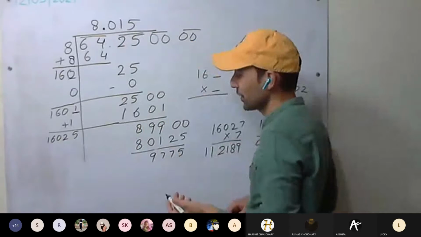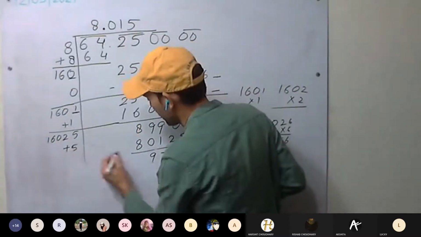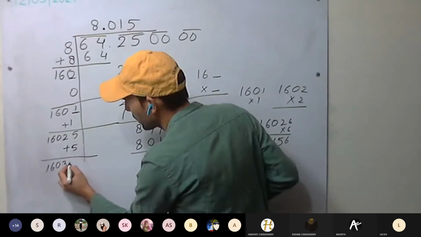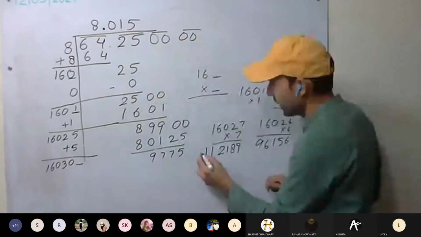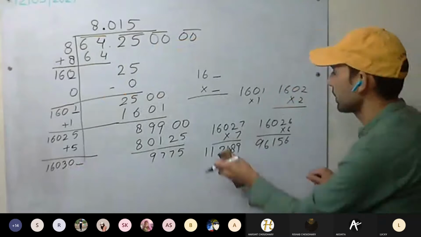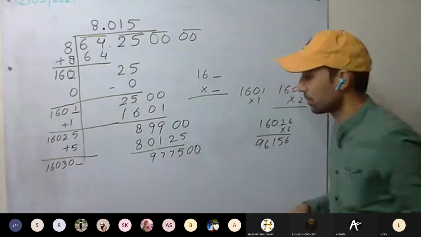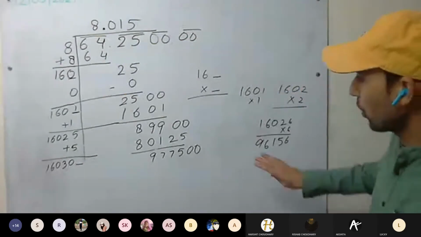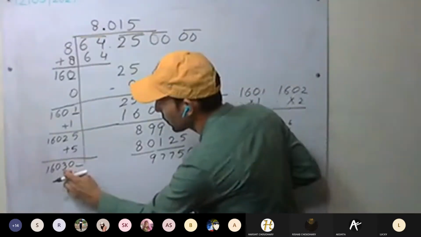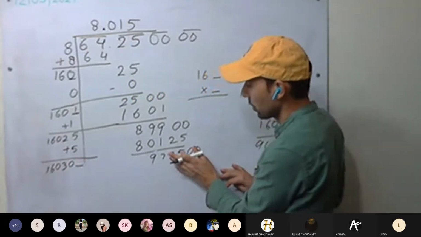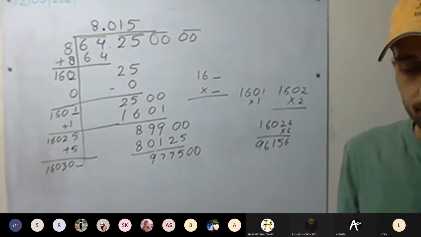Okay. Find one more digit. Plus 5. Okay. 1, 6, 0, 3, 0. This is it. And here, 0, 0 you add. So again check how many we can leave. 1, 2, 3, 4 I leave. Okay. Again see here.